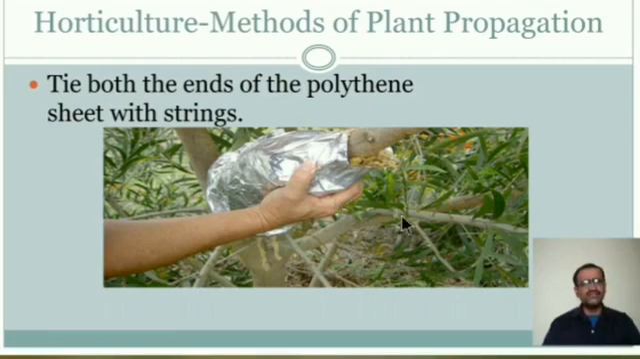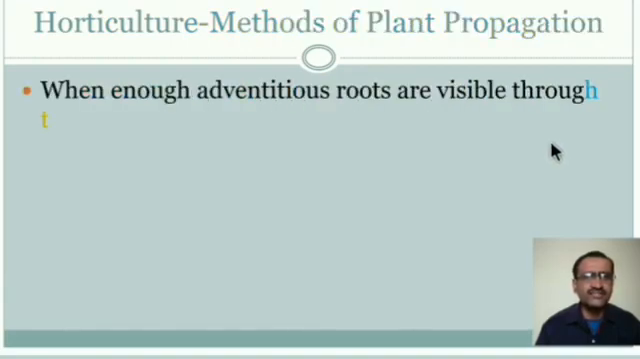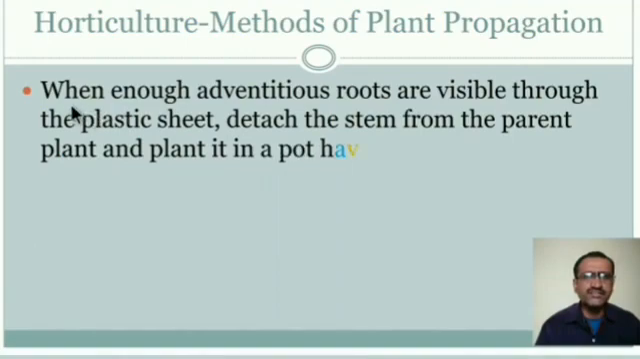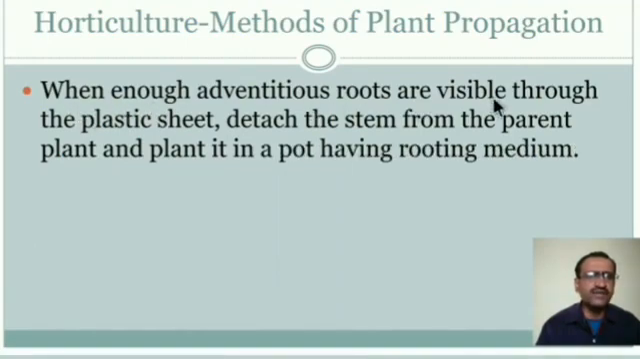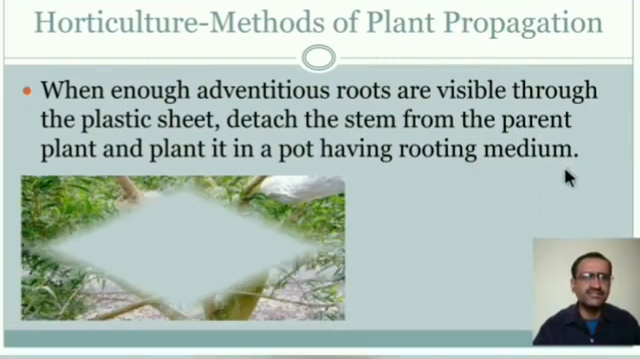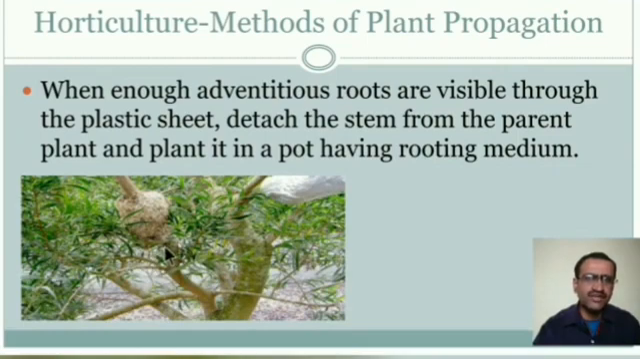In this way, this is the process of air layering. Okay, I think you understand that. Some conditions are there. When enough adventitious roots are visible through the plastic sheet, detach the stem from the parent plant and plant it in a new pot having a rooting medium. Okay, again the same process is there. Here it is shown again. Some roots arise, and after that from this portion it is cut from the plant. Okay, and in this way the new plant can be grown with the help of air layering.